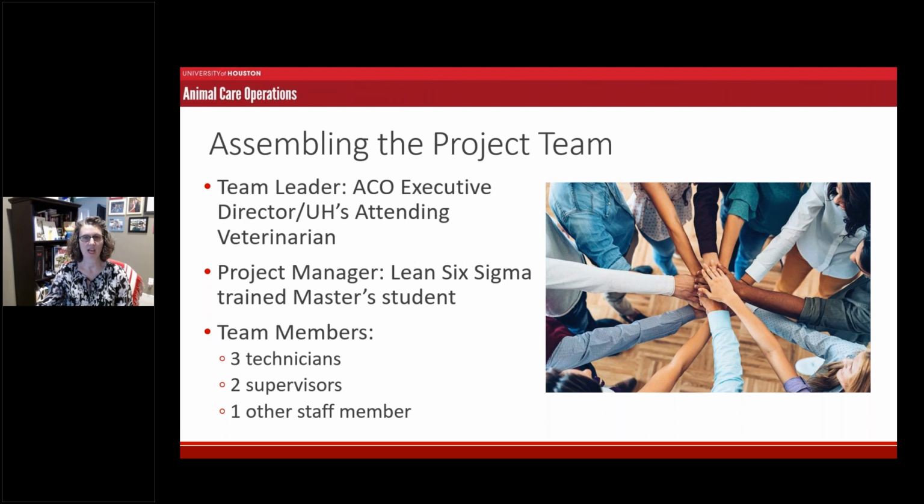And then we also had our team members, most important, those who do the work every day. We had 3 different technicians, 2 supervisors, and 1 other staff member involved. In this case, we had a small group that oversees this work, so we were able to include everybody who does the work in the process improvement project. But if you have a larger organization, then simply think about using representatives from the different areas and putting them together to create your project teams.